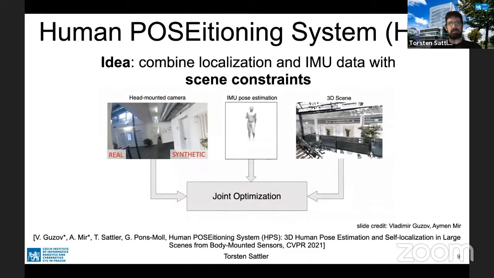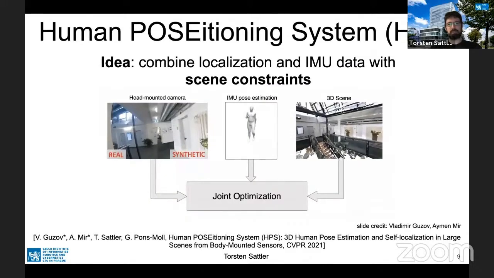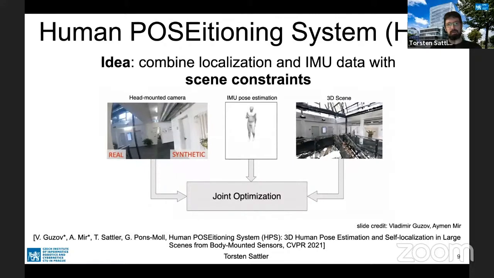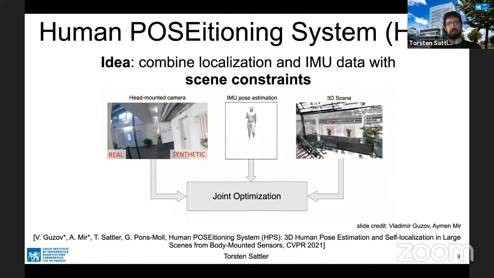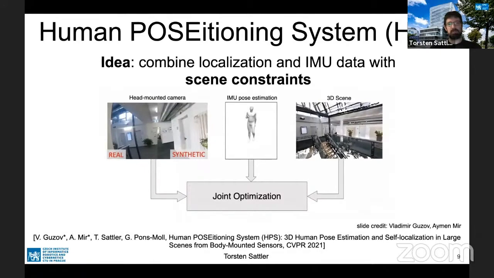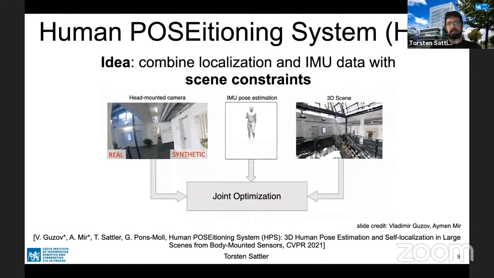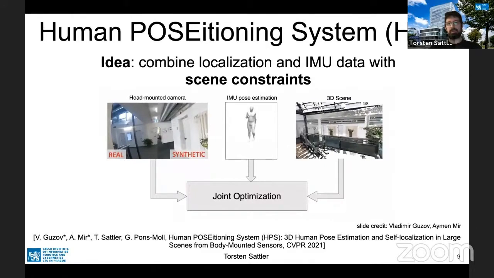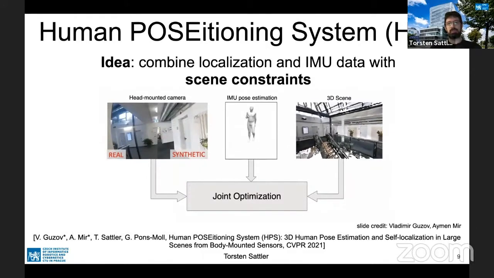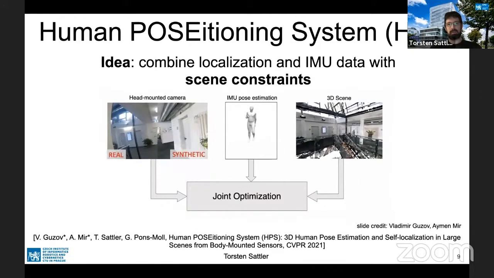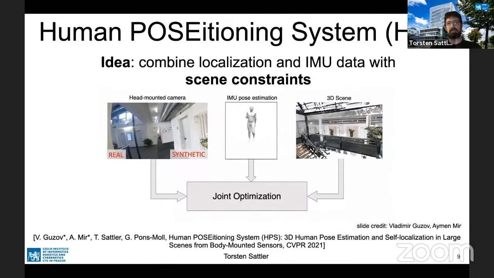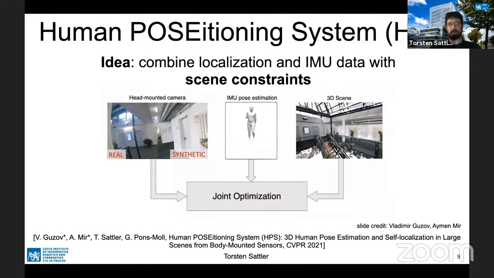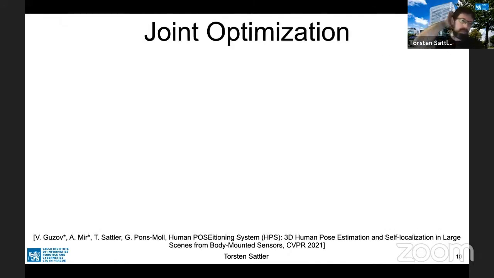And the idea of this human positioning system, or HPS for short, is that we're not going to only use the head-mounted camera and the IMU, but we also want to use some information about the 3D scene, and then jointly use all this information to get the human pose in the scene registered with respect to that map. So let's briefly talk about this.